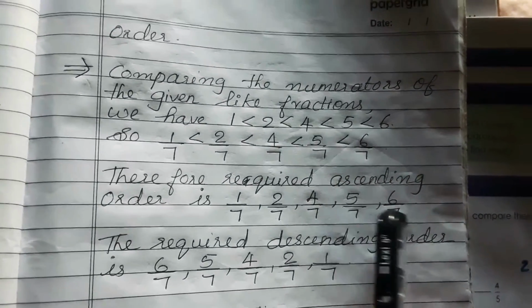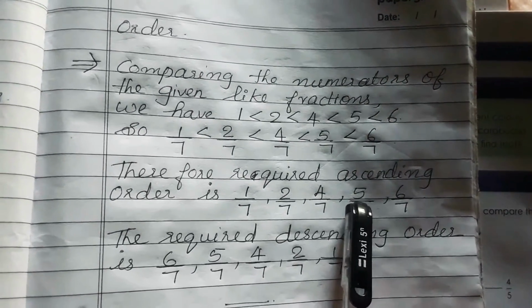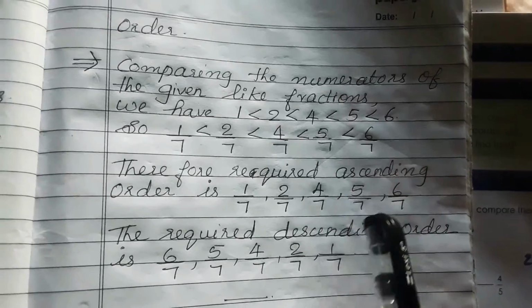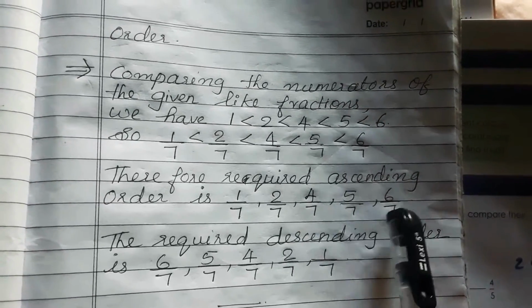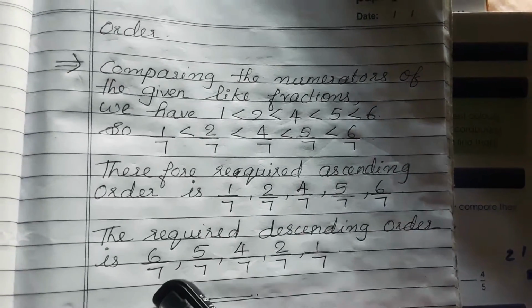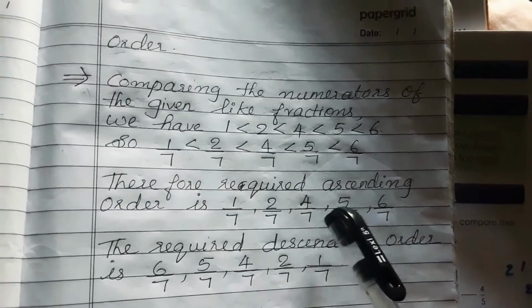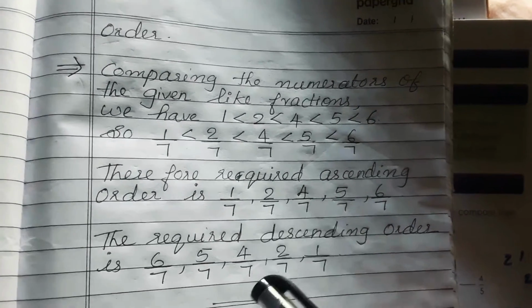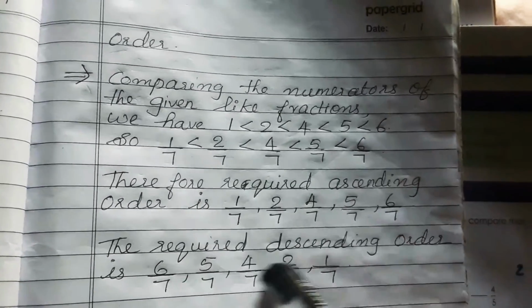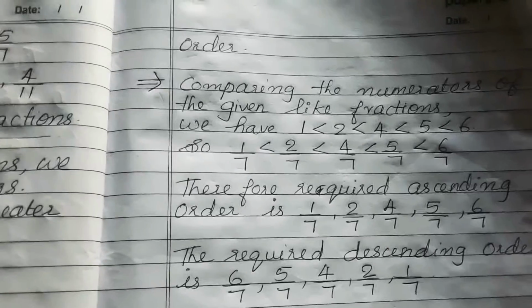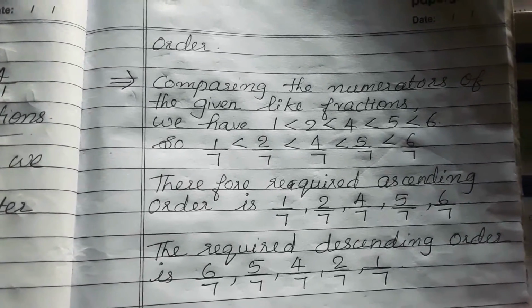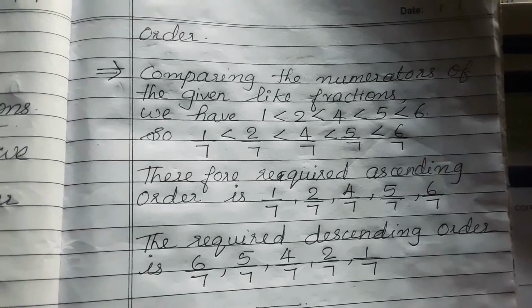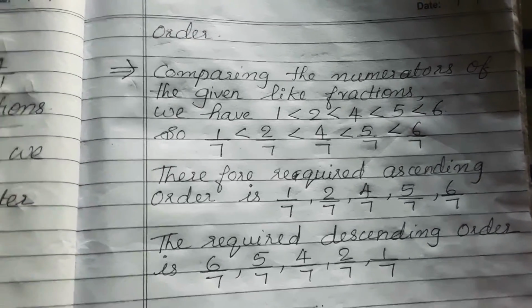Now we know the reverse of ascending order is the descending order, isn't it? So just reverse it. That is 6 by 7 in first position, 5 by 7 in second, 4 by 7, 2 by 7, then 1 by 7. Now it becomes the descending order. Got it, children? Is it easy?